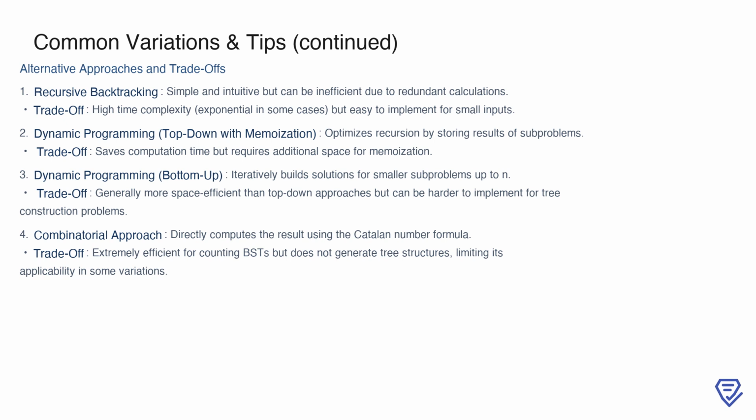A bottom-up dynamic programming approach, on the other hand, builds solutions iteratively from smaller subproblems up to the desired size, often making it more space-efficient. However, implementing this method for tree construction problems can be more complex. Lastly, the combinatorial approach leverages the Catalan number formula to directly compute the result. While this is extremely efficient for counting the number of BSTs, it doesn't generate the tree structures themselves, limiting its usefulness for tasks that require the actual tree outputs. Understanding these approaches and their trade-offs can help you choose the most appropriate method based on the problem requirements.